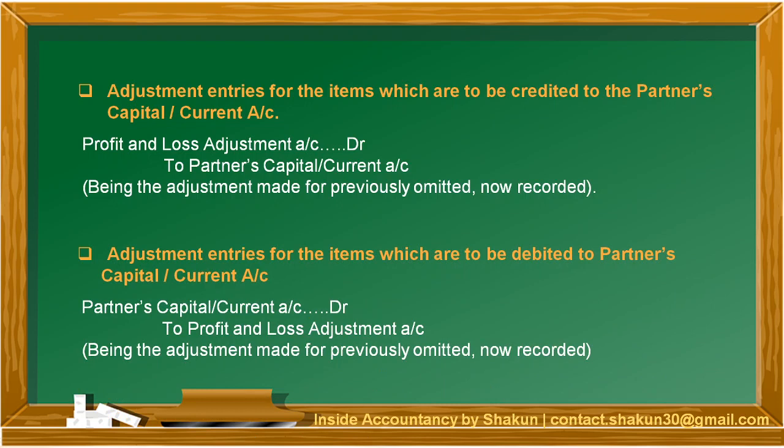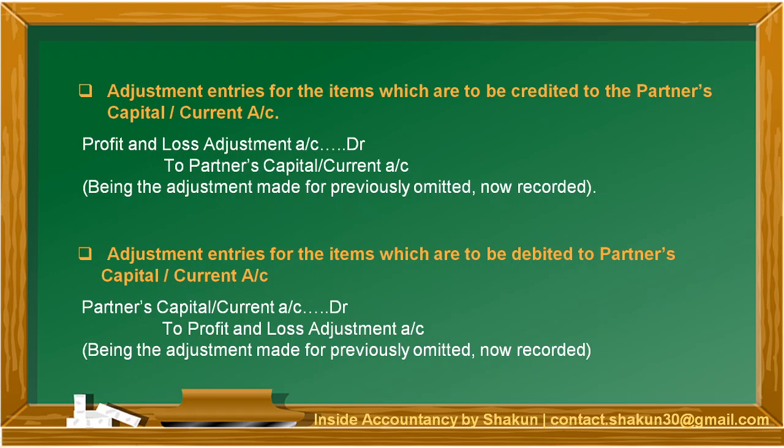Next set of entries is for the items which are debited to partner's capital or current account. These items can be interest on drawings. Interest on drawings has to be paid by the partner. Therefore, partner's capital or current account is debited. And since it is an income, therefore, profit and loss adjustment account is credited.